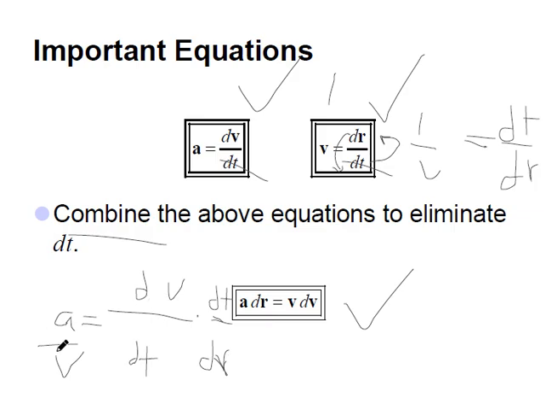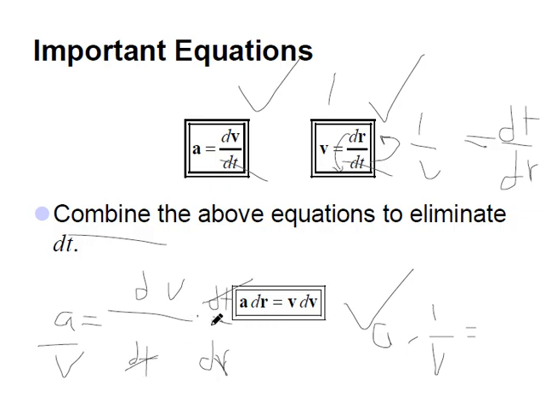So therefore when you see this, in your mind, you're looking at A multiplied by 1 by V. A is dV by dt, and 1 by V is dt by dr. So that's what we call it.